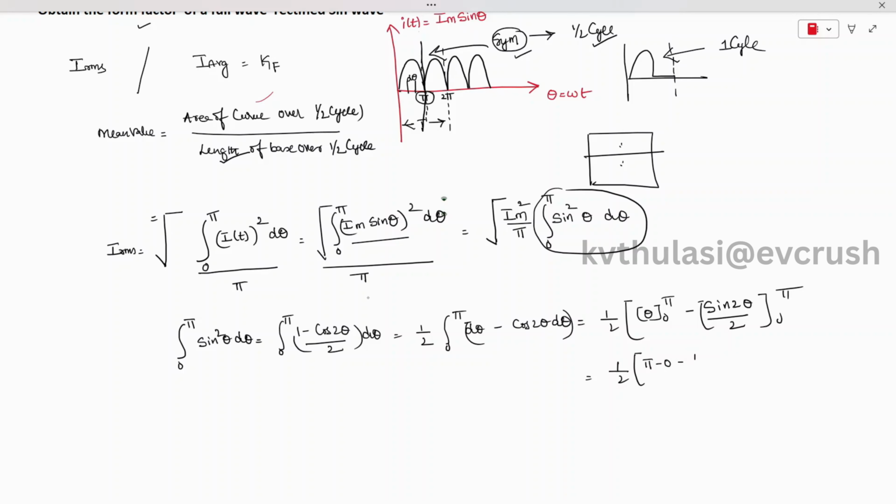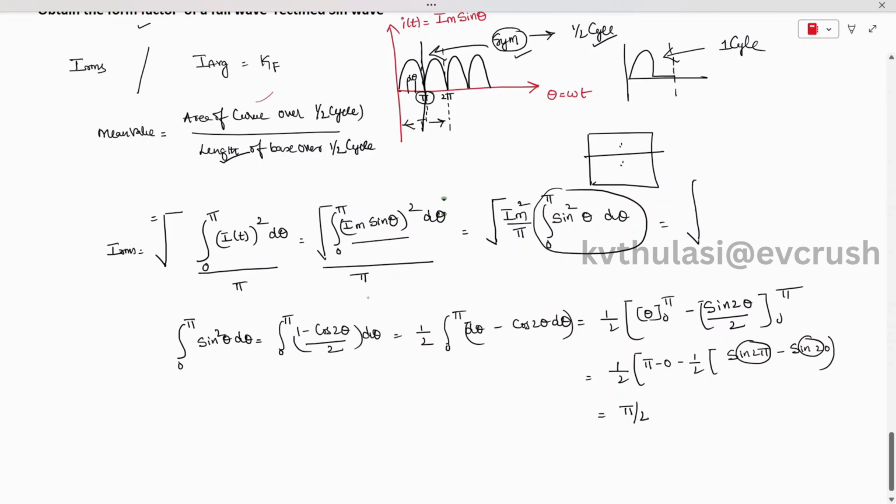minus half into sine of 2 pi minus sine 2 into 0. Okay, so this is sine 0 and this is sine 360, which is 0. 0 into 1 by 2 is 0, and automatically this value is pi by 2. Now substitute this value here.